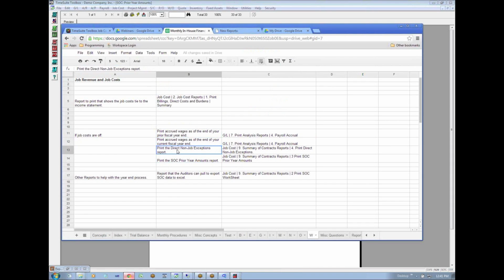Okay, so those are the 4 things we do to see when job cost doesn't tie in perfectly. Those are the 4 things that fix it 99.9% of the time. Come to a resolution on it.